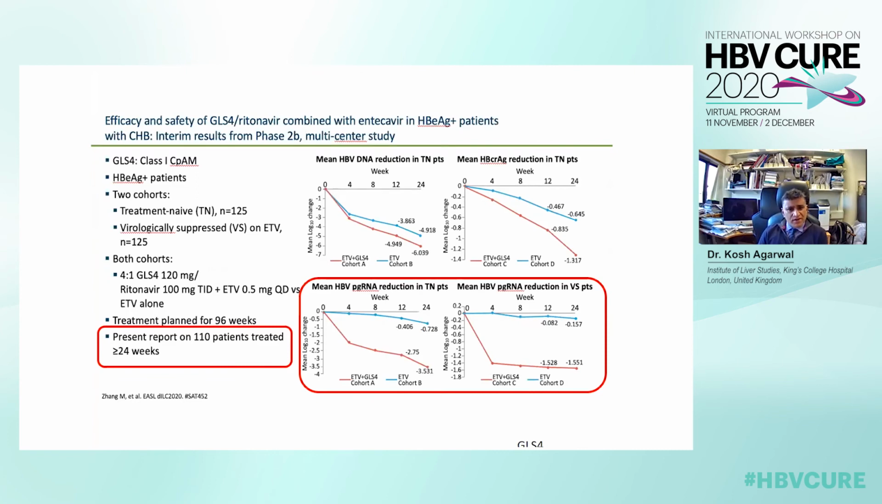To give you the breadth of what we're seeing now in the field, again, this is data looking at another class 1 CpAM. I've showed you a class 1, 2 class 2s, and now another class 1. This is a largish study given the field at this moment in time, coming out of China, looking at 110 patients treated for 24 weeks. All of these patients are e antigen positive, and again, a cohort of treatment naive and virologically suppressed. And again, looking at the red highlighted area, you can see that in both treatment naive patients and virologically suppressed patients, you're getting an additive suppression in DNA and pregenomic RNA.